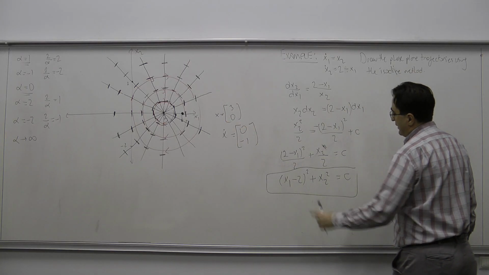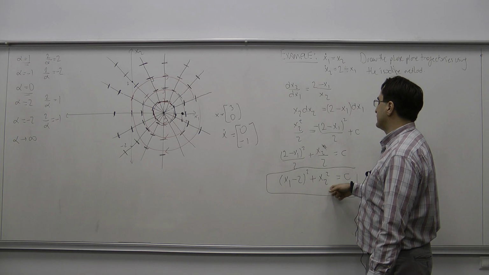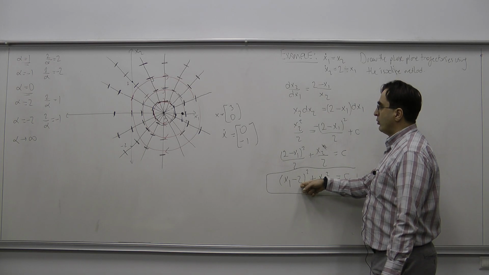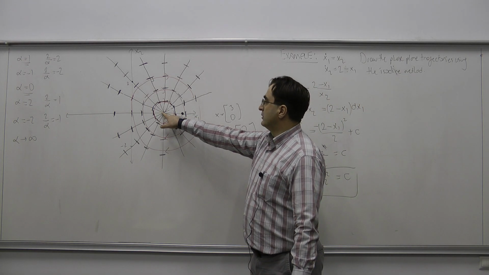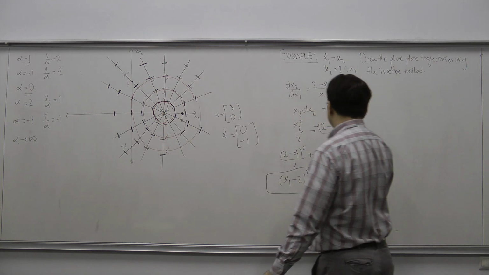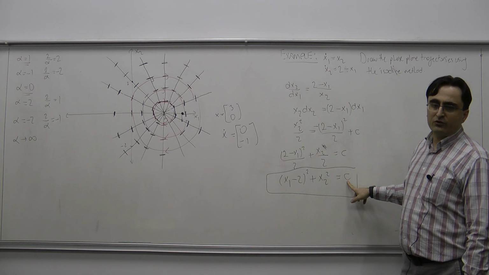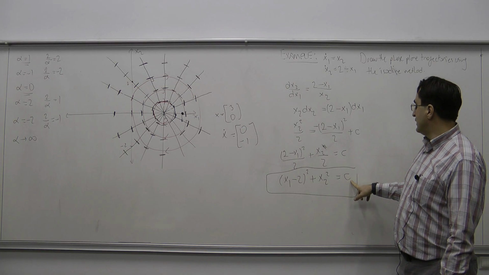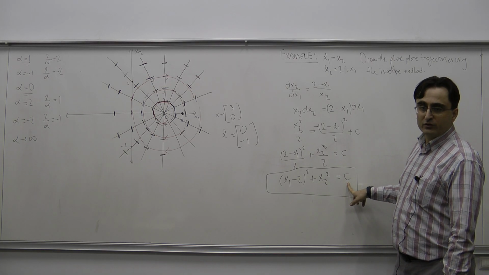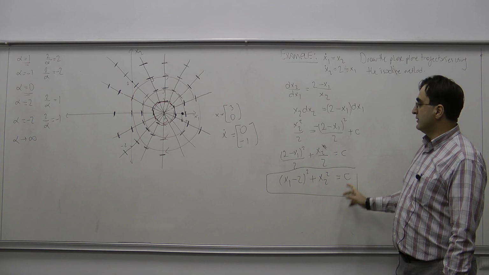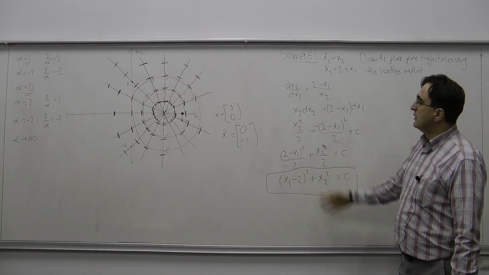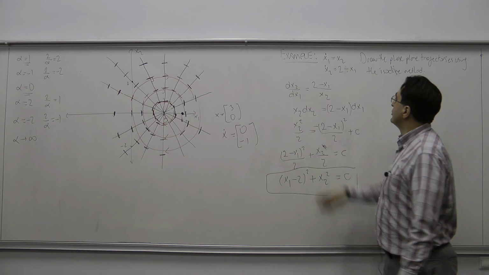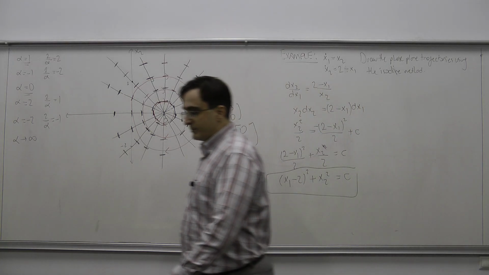And what does this tell us? This is an equation for a circle with the center point 2, 0 here, okay? And the radius depends on the initial condition. Radius is constant, and it depends on the initial condition that you select. Okay? So that is the application of the first method into our system here.